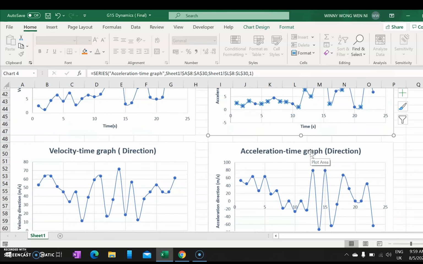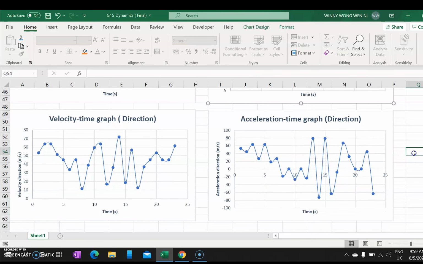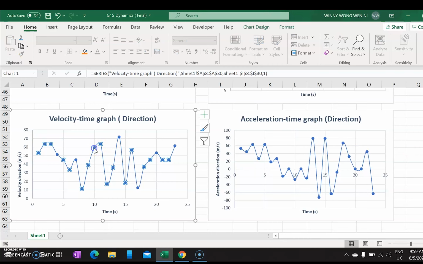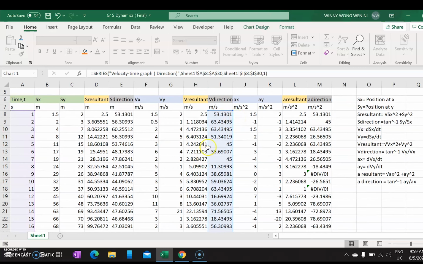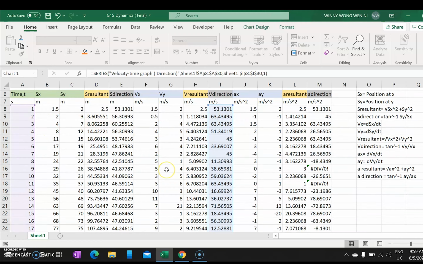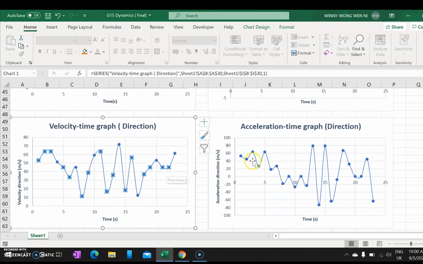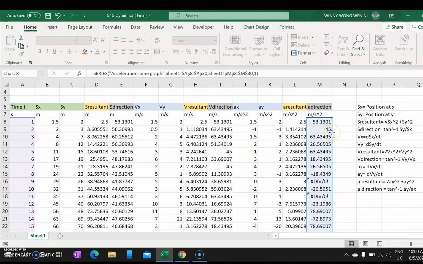For the next two graphs, the velocity time graph in direction and the acceleration time graph in direction, both graphs actually display theta against time, but in velocity and acceleration manner. From the data here, we can see the V direction, which means the theta in velocity direction, and the change in time. For acceleration, also the change in the acceleration direction and the change in time.